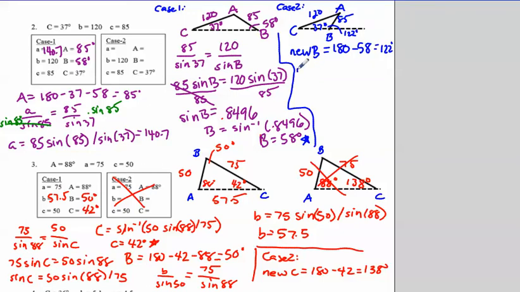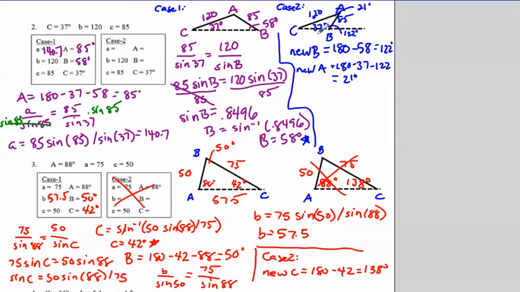So your new A is going to be, let's see, all three in this triangle have to add up to 180, so it's going to be 180 minus 37 minus 122. So 180 minus 37 minus 122, and I get that my new angle A is 21 degrees. So this angle is 21 degrees.